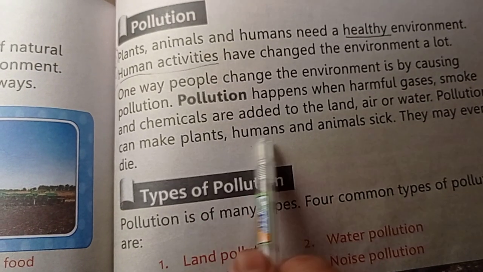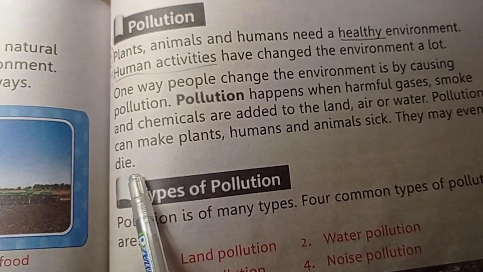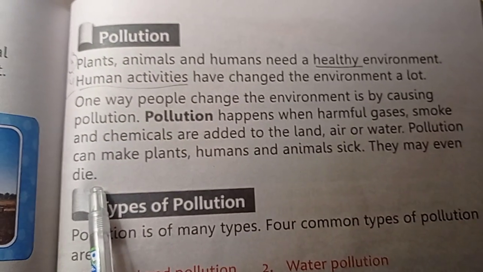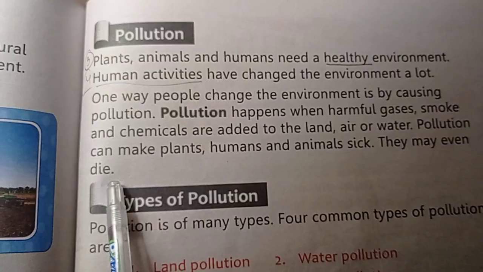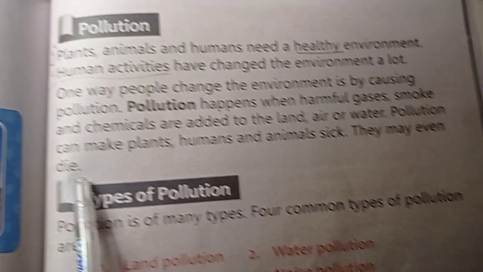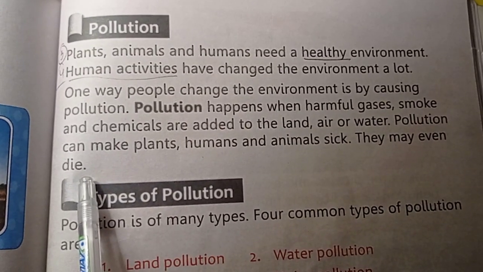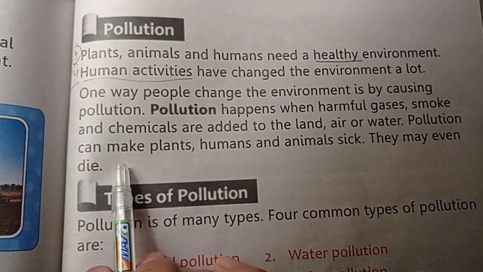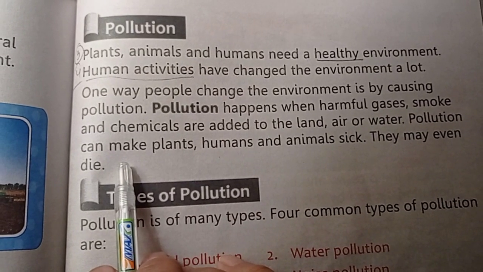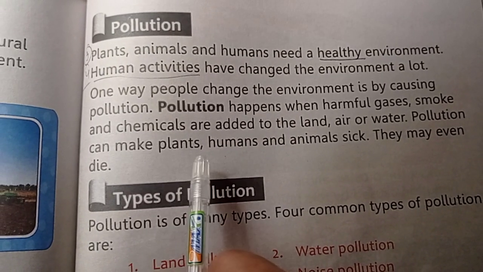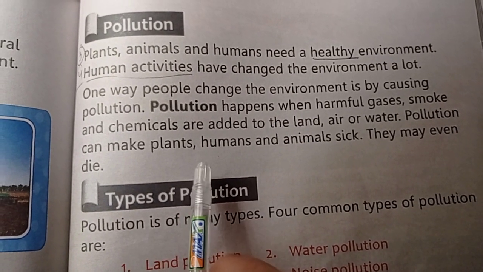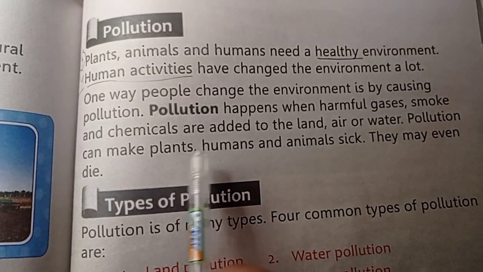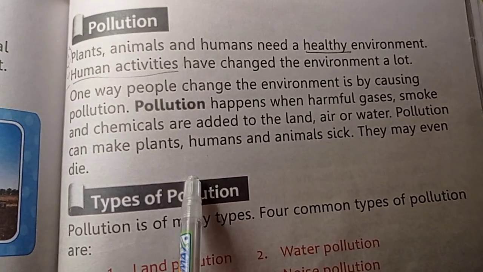Pollution can make plants, humans, and animals sick. They may even die. Some of the plants die because of the bad environment. People can also die because nowadays we have the smoke. Smoke is what? That is all pollution. And so many people are getting asthma, breathing problems. If it happens a lot, then humans are dying, animals dying, even the plants are also dying. So this is the pollution which we are making and destroying the environment around us.